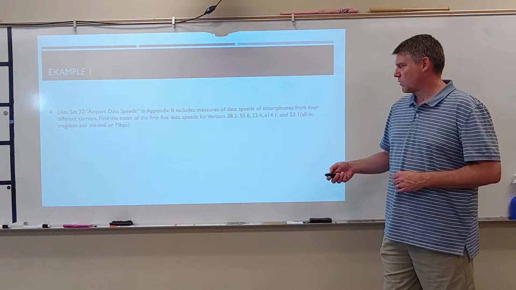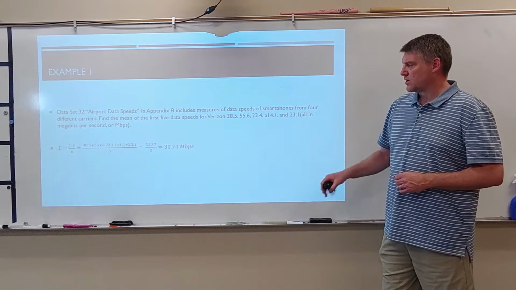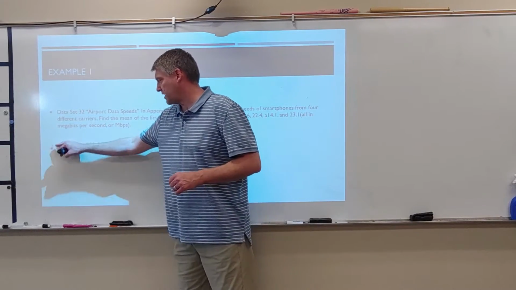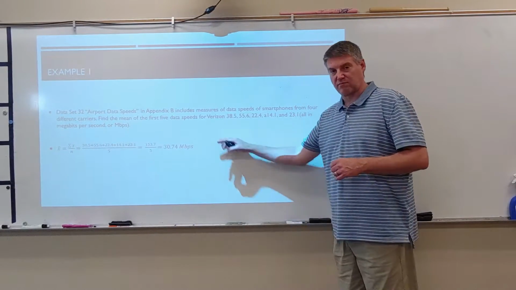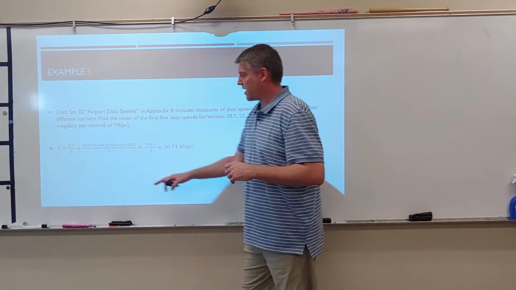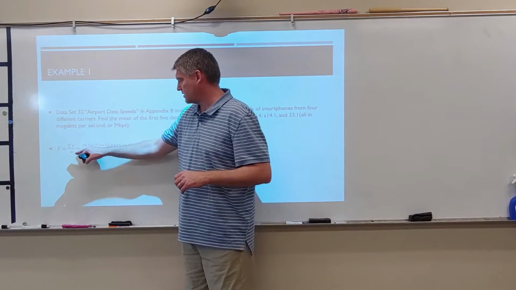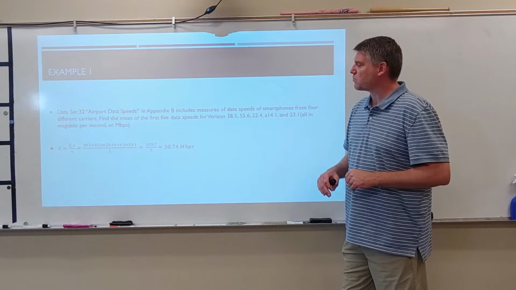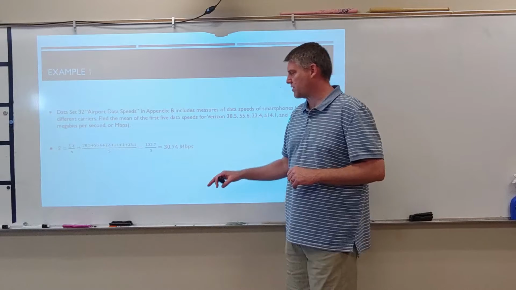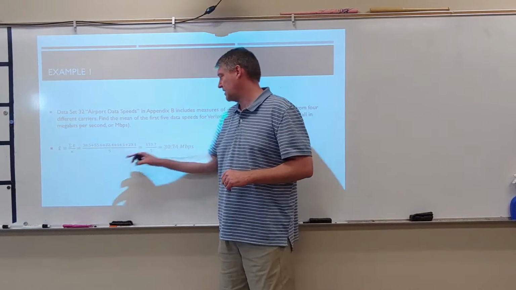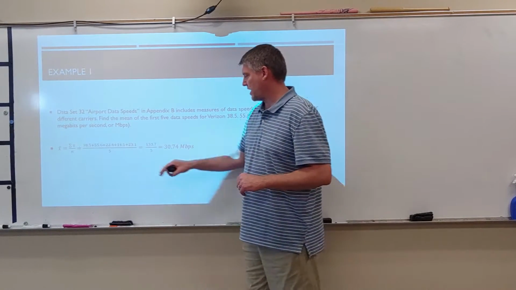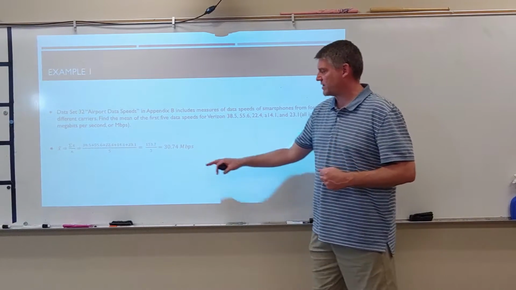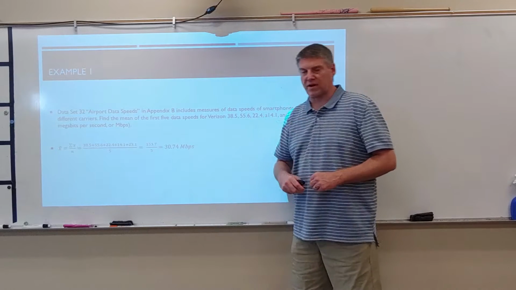So what we're going to do is find the mean. Here's my formula. I'm going to use x bar because I'm only taking a sample of my entire population. So I have sigma x over little n: 38.5 plus 55.6 plus 22.4 plus 14.1 plus 23.1, all over 5, because that's how many data values I have. That becomes 153.7 over 5. When I divide that out, I get 30.74.